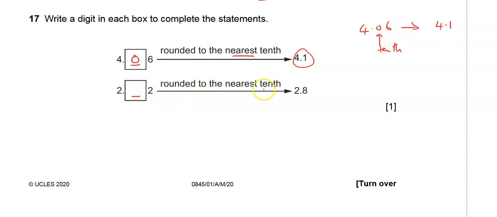2.2 rounded to the nearest tenth gives us 2.8. Therefore, what you write here is 8, such that 2.82, this is the 10th place. 2 is less than 5, so what you get is 2.8 if you round it to the nearest tenth. So that position is taken by 8.